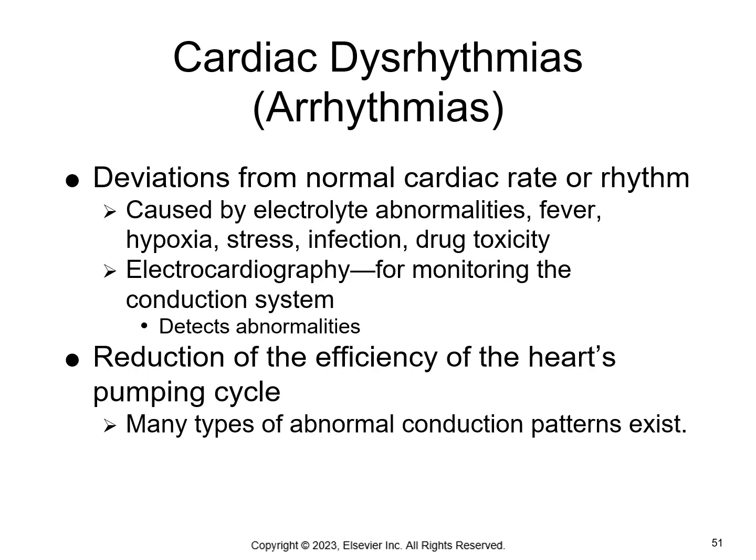All right, cardiac arrhythmias, dysrhythmias, same thing, okay? These are deviations from the normal rate or rhythm, and they can happen because of damage to the conduction system or because of electrolyte disturbances. All right, other things that can cause them are fever, hypoxia, stress, infection, or toxicity from drugs. Interference with the conduction system can happen because of inflammation or scar tissue associated with rheumatic fever or a heart attack or an MI.